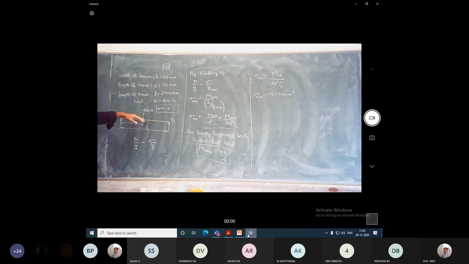This is the maximum stress with respect to the first part. When the beam is simply supported and the load is 400, this is the stress induced for the applied load. So this is the maximum stress the beam can withstand. At this particular load the beam fails, so the maximum stress the beam can withstand is only this quantity. It is 150.